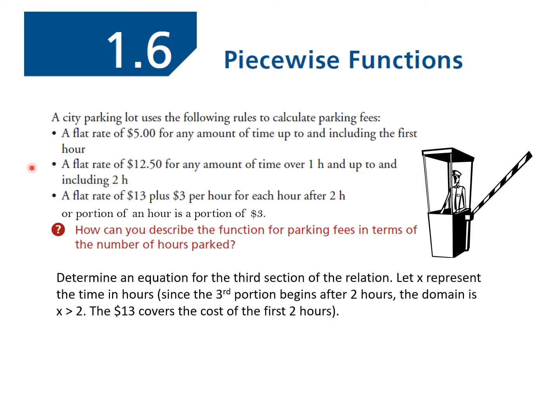So the first thing we're going to do is determine an equation for the third section, for this section right here. This is the hardest piece. Let x represent the time in hours, since the third portion begins after 2 hours. The domain is x is greater than 2. So what we're about to do only applies for the time after 2 hours or a portion of an hour. The $13 covers the cost of the first 2 hours.